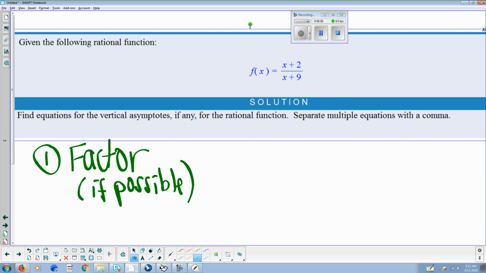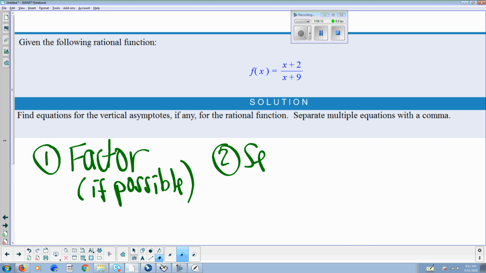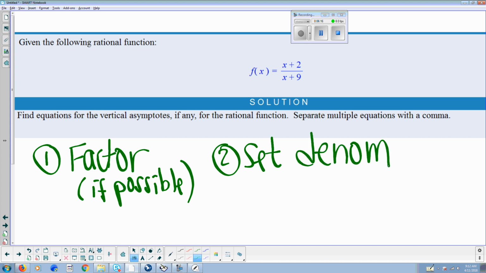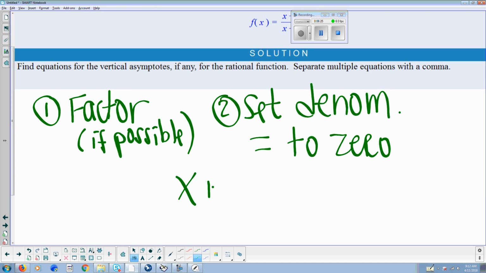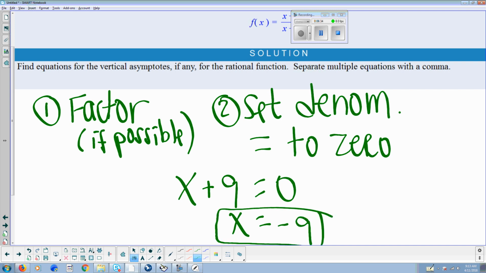Then we will set the denominator equal to 0 to find vertical asymptotes. Okay, so the denominator is x plus 9. Set it equal to 0. Subtract 9 from both sides. Vertical asymptote at x equals negative 9.